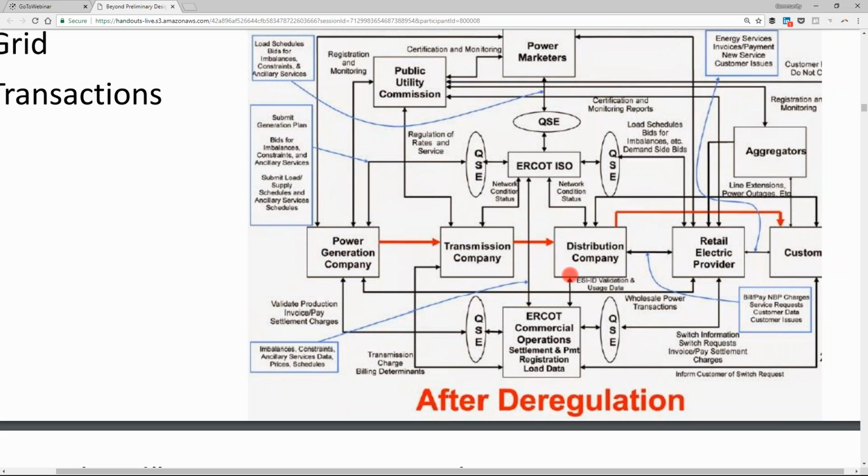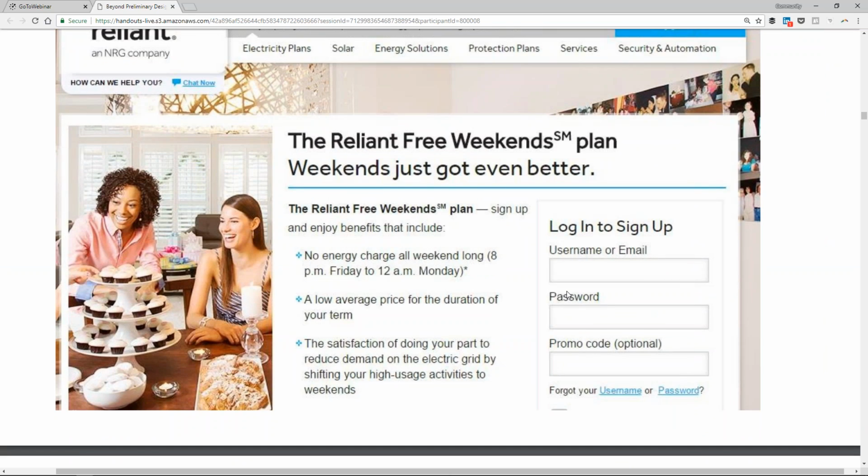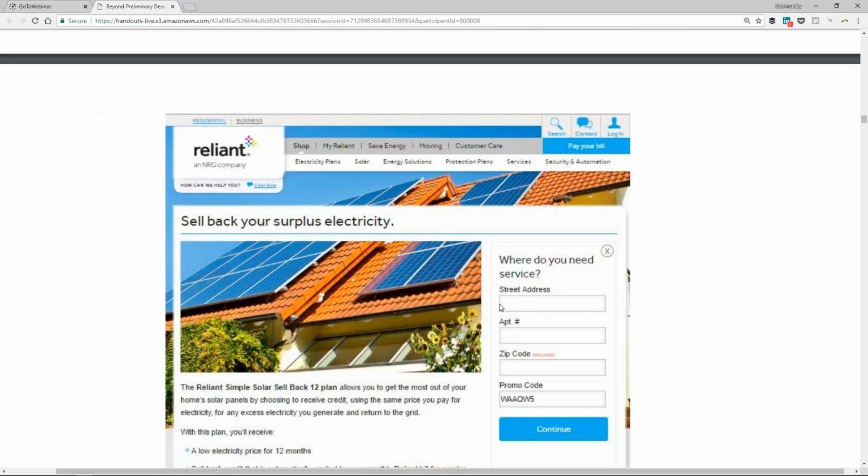And so they'll divide up the bill. You'll have an energy charge, you'll have a distribution charge, and even though this is being marketed as free energy on weekends, what they're actually saying is, for the portion of your bill that is the energy charge, which might be 60% of your bill, that's going to be free on nights and weekends, but you're still going to be paying the distribution and transmission fees.